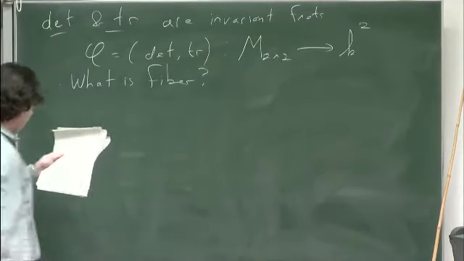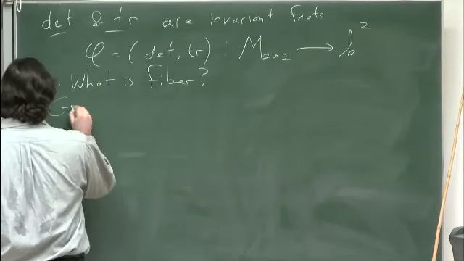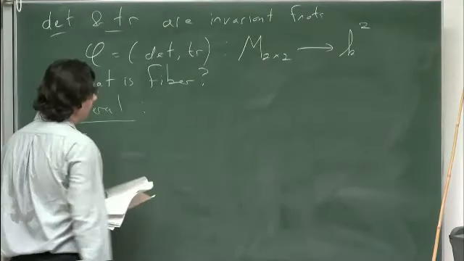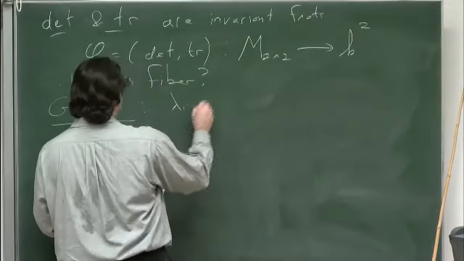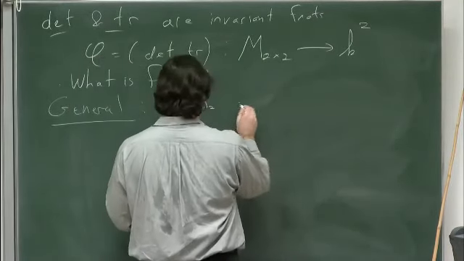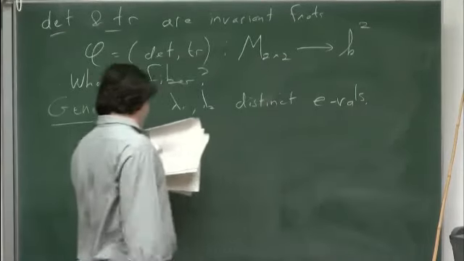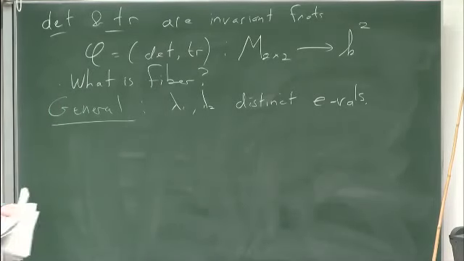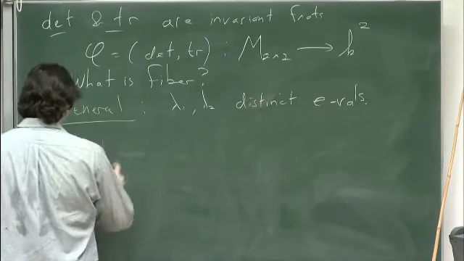Well, there are two cases. There's a general fiber and a special fiber. The general one, that's green for good, is where lambda 1 and lambda 2 are distinct eigenvalues. This is the generic case. And the special case, which I'll do in red, is when they're actually the same eigenvalues.